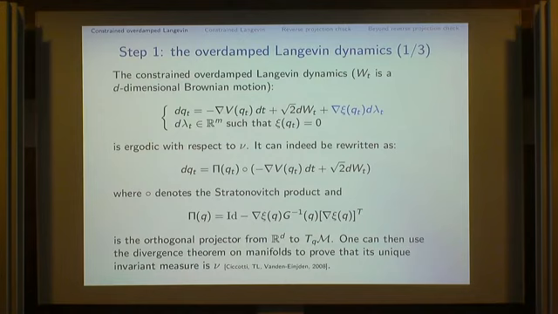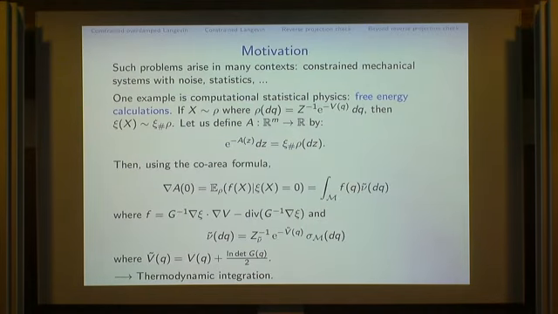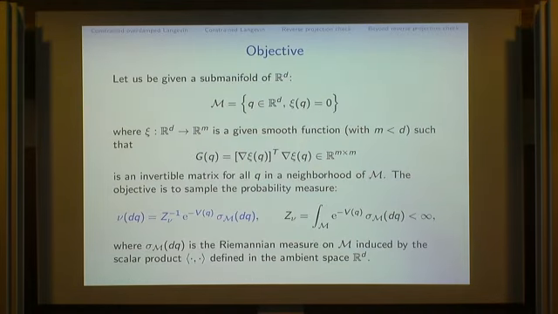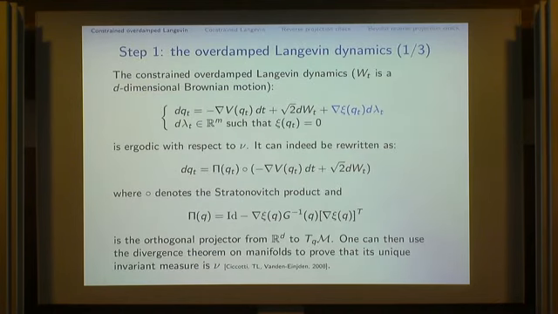Okay, so you take the right-hand side of the overdamped Langevin and you just project it on the tangent space. And this way you live on M. So the dynamics lives on M. And you can check that this dynamics has as an invariant measure exactly the measure I wrote before. So it does the job. It samples the correct measure. And it's unique. Come to the algorithm.